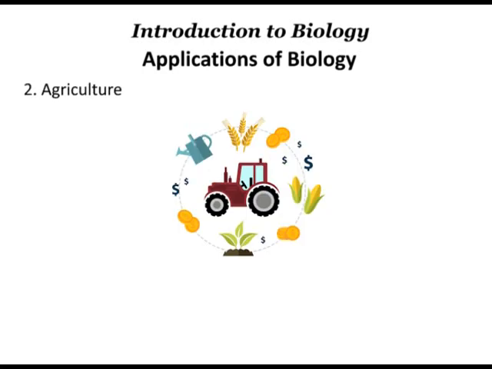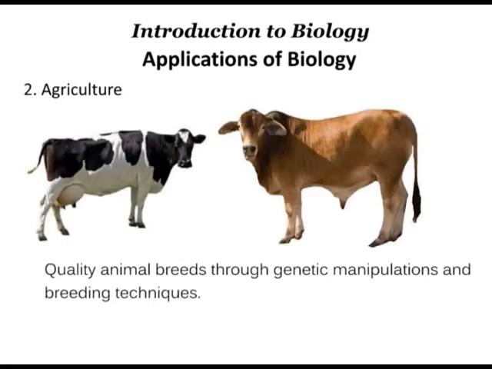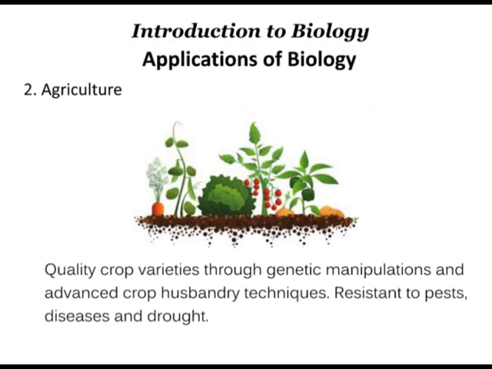In agriculture, the massive progress made in biology has led to improved plants and livestock production. Through biology, it has become possible to treat plants and animal diseases and control some of them through vaccination. Through genetic manipulation and advanced breeding techniques, we can now obtain quality livestock breeds that are disease-resistant and high-yielding, like dairy and beef cattle. The same techniques have been used to produce high-quality crops that yield more and are pest, disease, and drought-resistant.